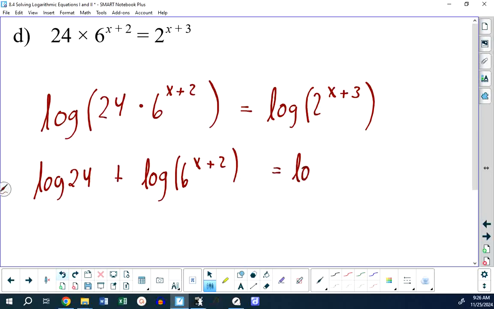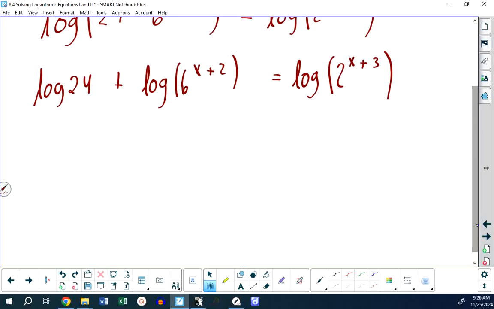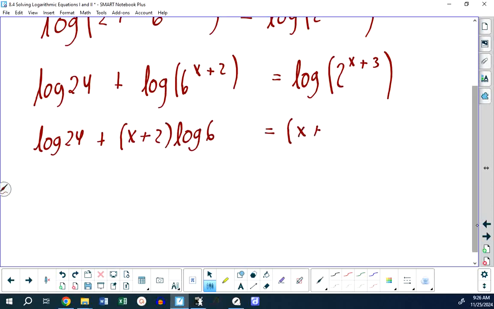Just for symmetry purposes, I'm not going to move this exponent down until I move the other exponent down. It doesn't matter. You could move them down at any point. So I get log of 24 plus x plus 2 in brackets log of 6 equals x plus 3 in brackets log of 2.